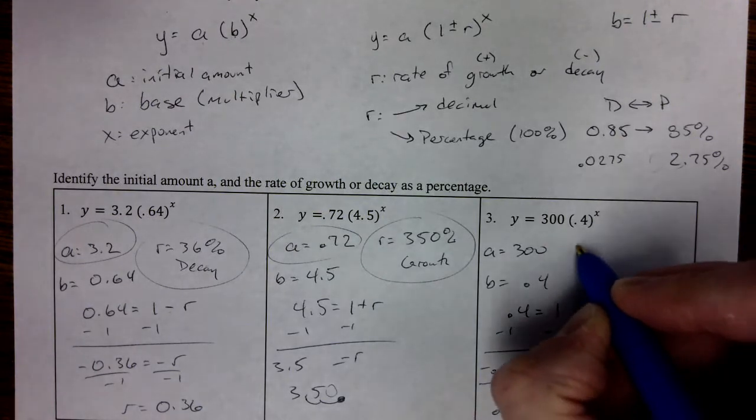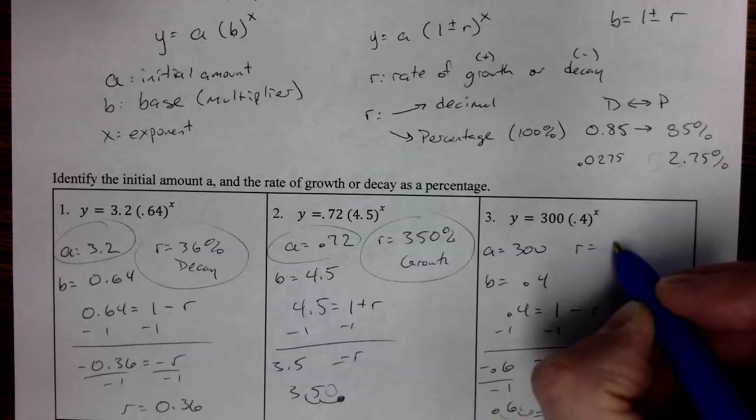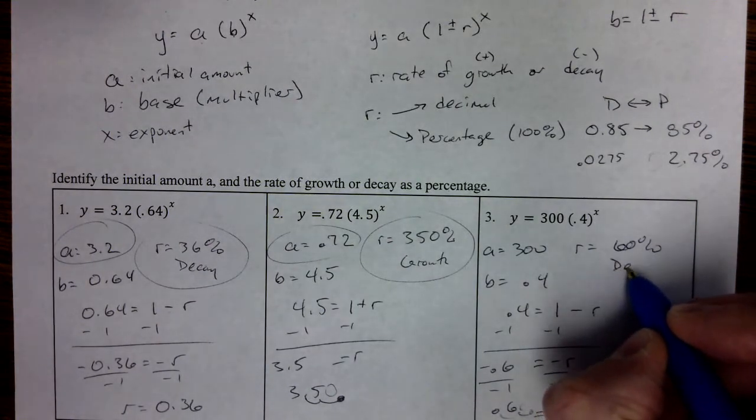0.6. R as a percentage, move it over twice. As I move it over twice, there's a space that's missing. It needs to be 0.60, so 60% decrease, decay.